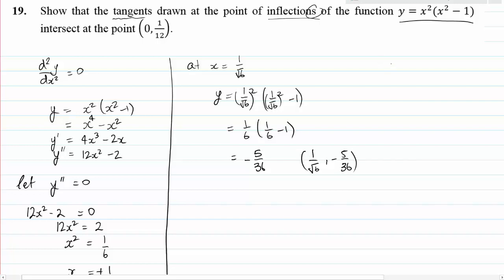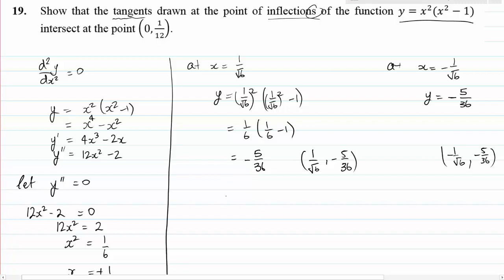So the coordinate is 1 over root 6, comma, negative 5 over 36. And over here I'm going to also run through x equals negative 1 over root 6, but I probably won't show the same amount of working. Hopefully you can see that when you square both, you end up with exactly the same value, negative 5 over 36. So our second point is negative 1 over root 6, comma, negative 5 over 36.